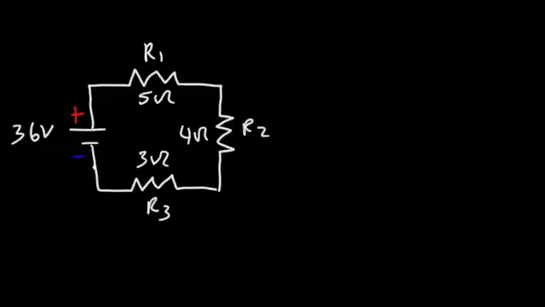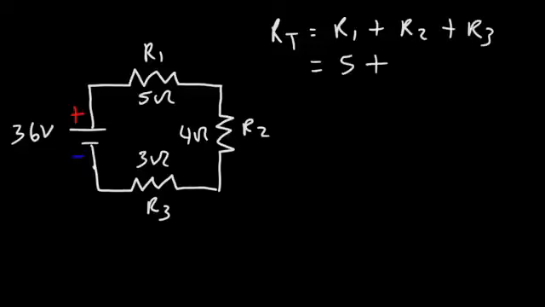So go ahead and take a minute and work on this example. Calculate the voltage drop across each resistor. Feel free to pause the video to try this problem. So let's begin by calculating the total resistance. So R1 plus R2 plus R3.